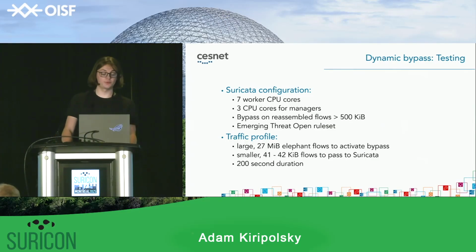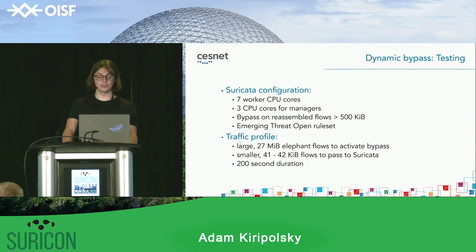As for the testing, we performed it with the dynamic bypass to showcase the use cases where it's the most applicable. For the Suricata configuration, we used 7 worker CPU cores again, and again 3 CPU cores for managers. One of them right now is also the bypass manager. We are bypassing all the flows that were longer than 500 kilobytes. And again, we were using the Emerging Threats Open rule set. We are using the same topology as described before with the drop filter testing.